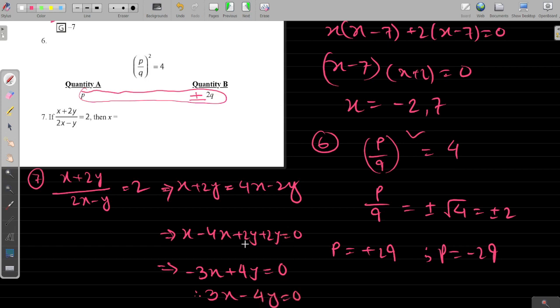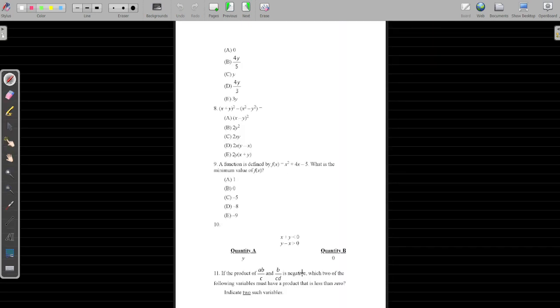Then what I need to find out is the value of x. The value of x will be 4y/3. Just transfer this 4y to the right side, then divide by 3. Then I will get x = 4y/3. So 4y/3 will be our answer.